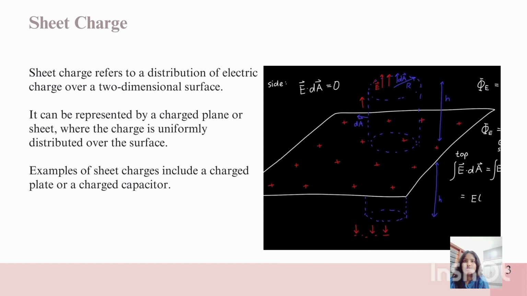What is volume charge? Volume charge refers to the distribution of electric charge within a three-dimensional region. It can be represented by a charged volume where the charge is distributed throughout the entire volume. For example, volume charge includes a charged sphere or a charged cube.